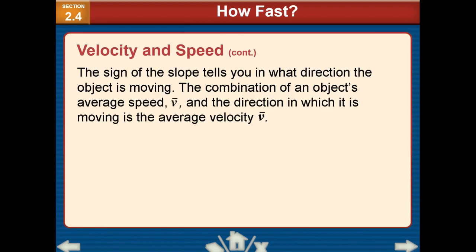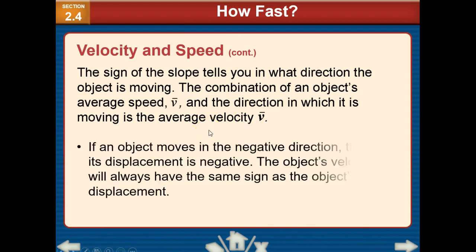Okay, the sign of the slope tells you which way it's going. Combination of the average speed and the direction is the average velocity. Okay, so if you have that speed and a direction, you have velocity. Again, here, look at this. If an object moves in a negative direction, then the displacement is negative. The object's velocity will always have the same sign as the displacement. So if you're going backwards, you're going to have a negative velocity.